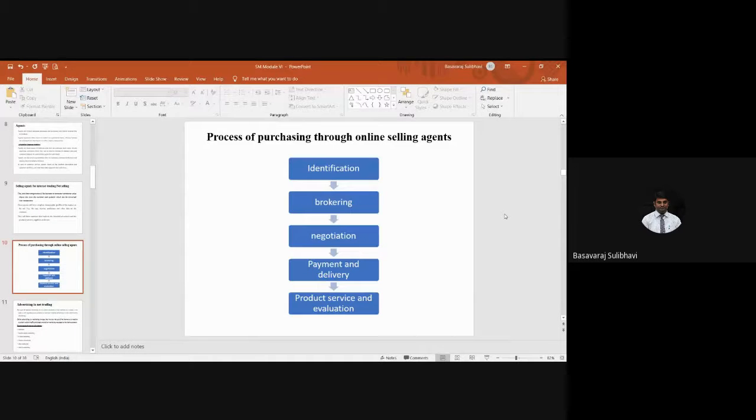Then in part two, we began with the process of purchasing through online selling, which we discussed in certain stages like identification, then broking, then negotiation with the agents, then payment and delivery, along with that product services and also the evaluation. These are the major five stages which anyone can select for purchasing through online selling.